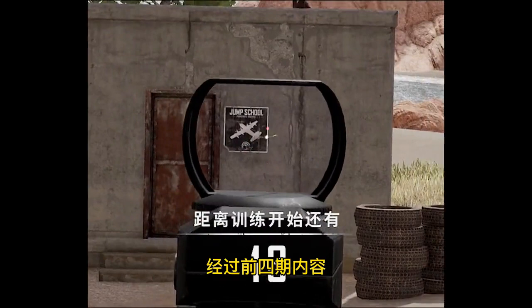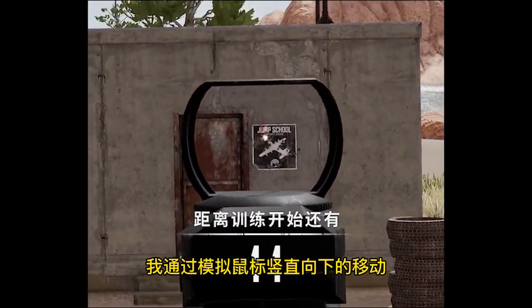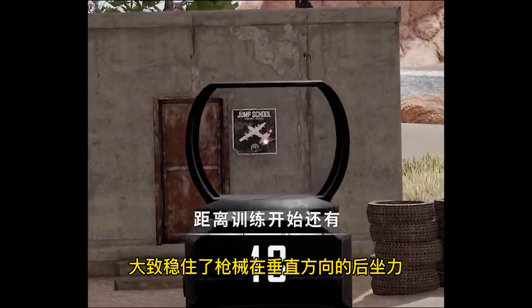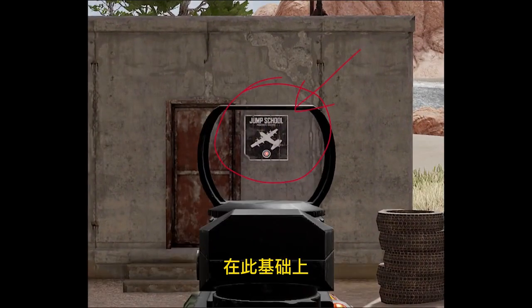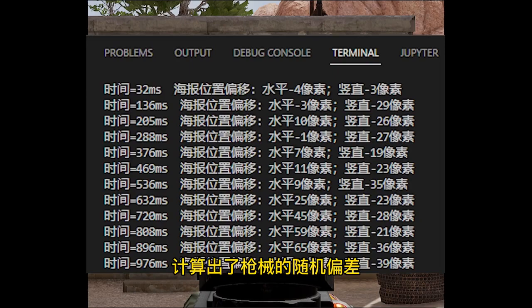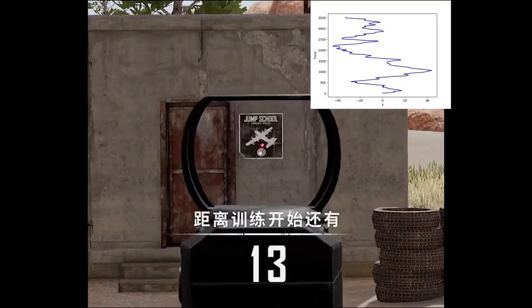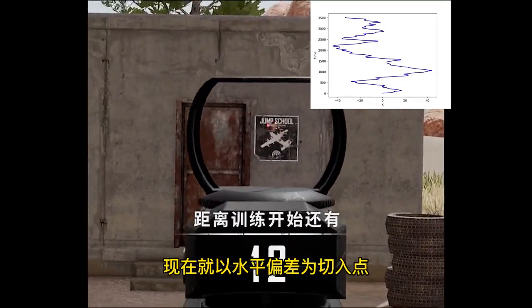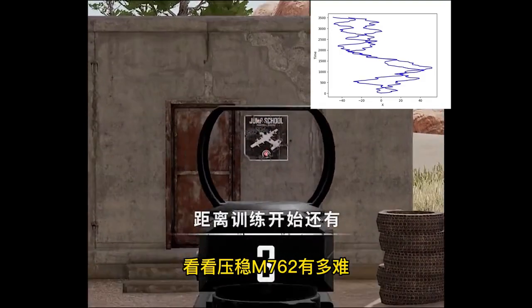After the first 4 episodes, I simulated the vertical downward movement of the mouse, then roughly stabilized the recoil of the gun in the vertical direction. On this basis, using an airplane poster as an anchor point, I calculated the gun's random deviation by processing the image. Now let's take the horizontal deviation as a starting point. See how difficult it is to stabilize the M762.